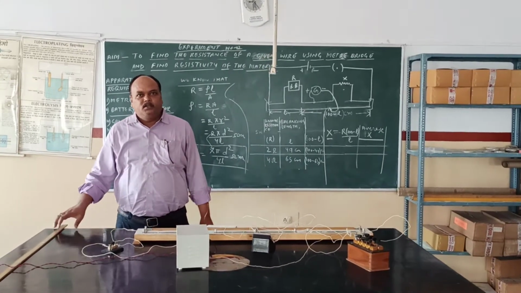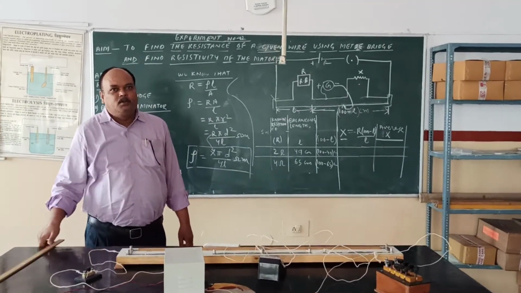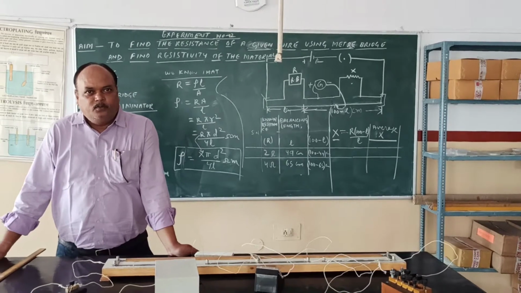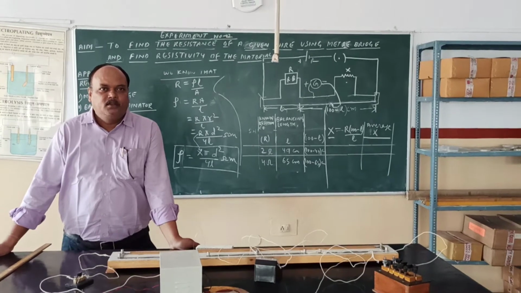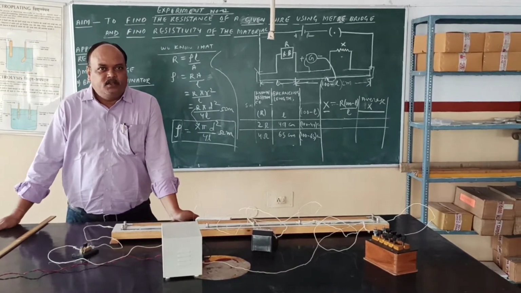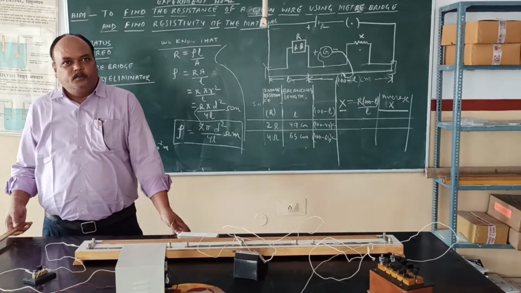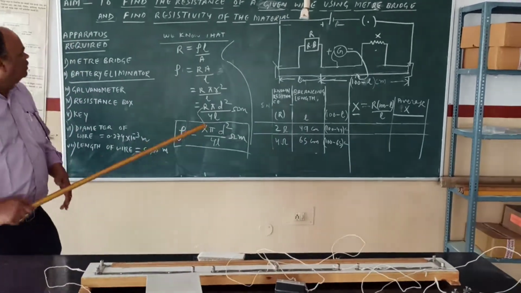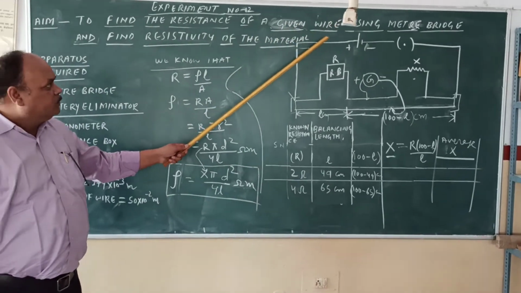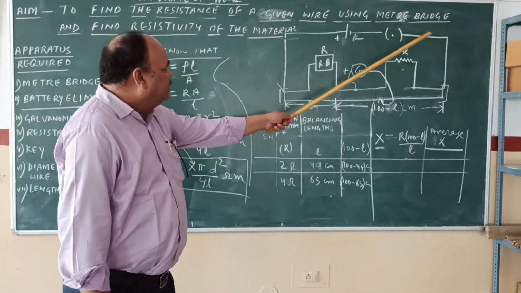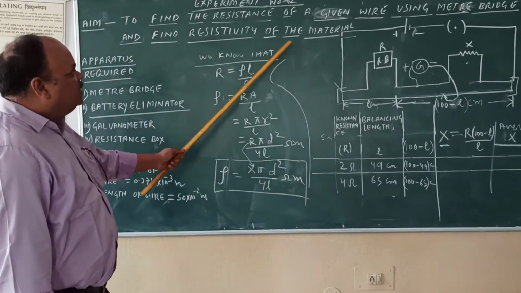Today we are going to start experiment number 2. This experiment is about the meter bridge. With the help of the meter bridge, we have to find the resistance of the given wire and its resistivity. You know very well that resistivity depends only on the material. The name of the experiment is to find the resistance of a given wire using a meter bridge and find the resistivity of the material.